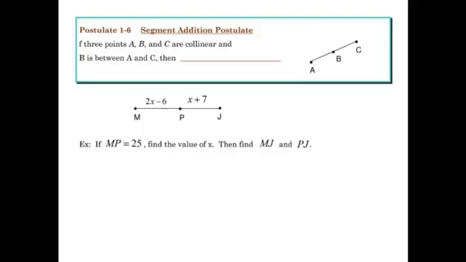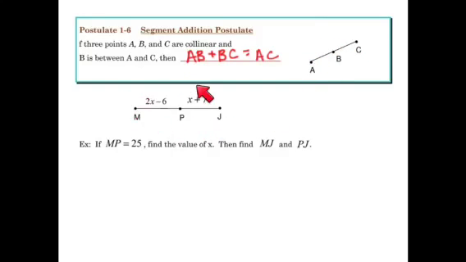Something that we will use when we start getting into our proofs is the segment addition postulate. All right, so we have if 3 points A, B, and C are collinear, and B is between A and C, then AB plus BC equals AC. That might sound hard, but all it means is if you take AB and you add BC, you get the whole thing AC. So that makes perfect sense, right? If this is 2 and this is 3, the whole length is 5.